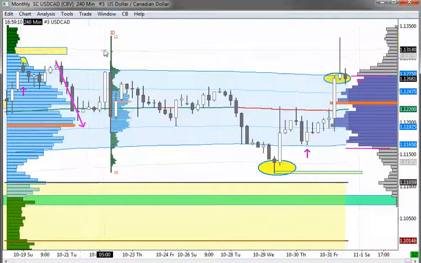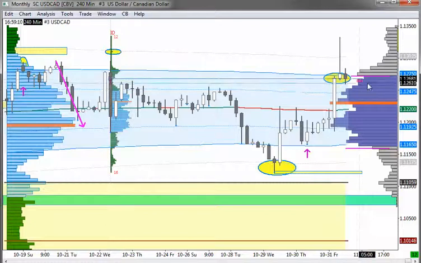And you can see there's a little bit of acceptance here just from this period on, but there's more when you look at the entire month. But what's happened right here is there's a nice support right there.